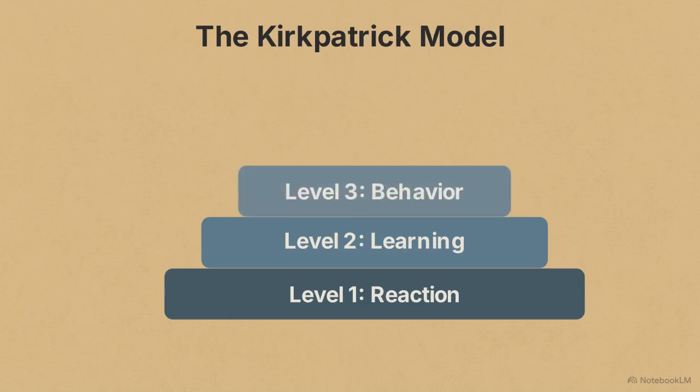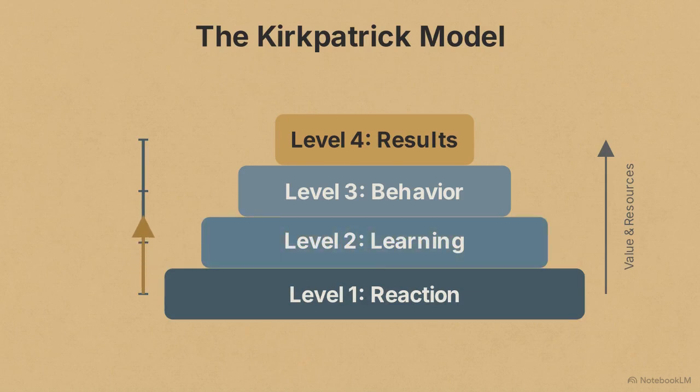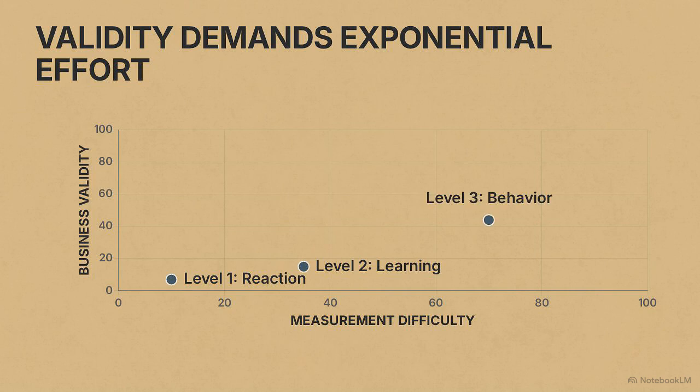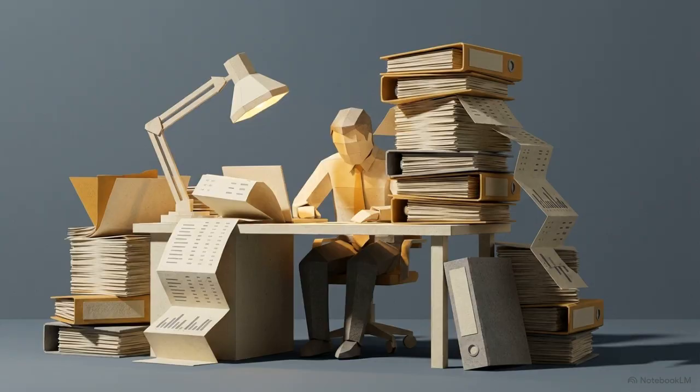The Kirkpatrick model organizes training evaluation into 4 distinct tiers: reaction, learning, behavior, and results. The system enforces a progression, starting at level 1 and proceeding strictly in order to level 4. But this ascent introduces a structural constraint. By charting measurement difficulty against business validity, we expose the measurement cost paradox. As an evaluator moves up the hierarchy, the data collected becomes exponentially more accurate and valuable. Securing true business validation requires navigating an increasingly hostile curve of methodological difficulty and resource consumption.